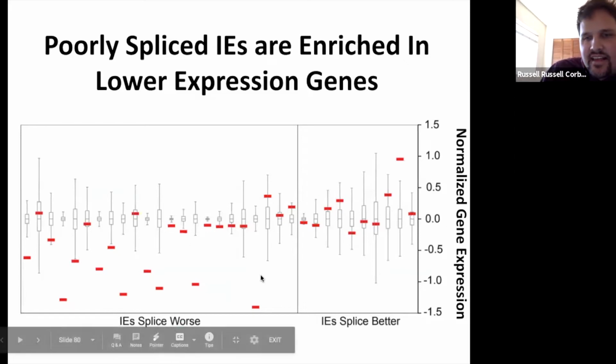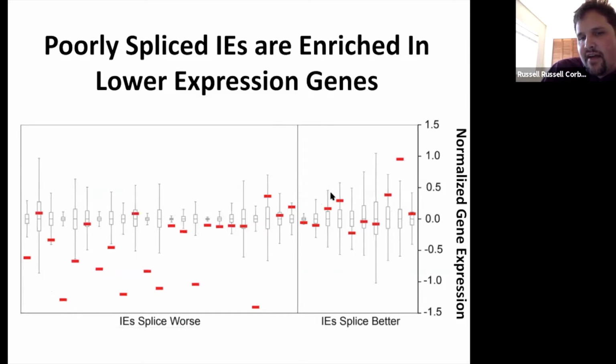What you can see is that for the subset that splice worse, many of the species, more than half of the species, are in much lower expression genes than you would expect by chance. These are the red lines down here at the bottom. Conversely, for the subset that splice better, that almost never happens. In fact, the vast majority of them don't show any significant differences from our permutations, with the exception of this one, which actually splices better and is in higher expression genes. I don't know why, but I think it's quite interesting.